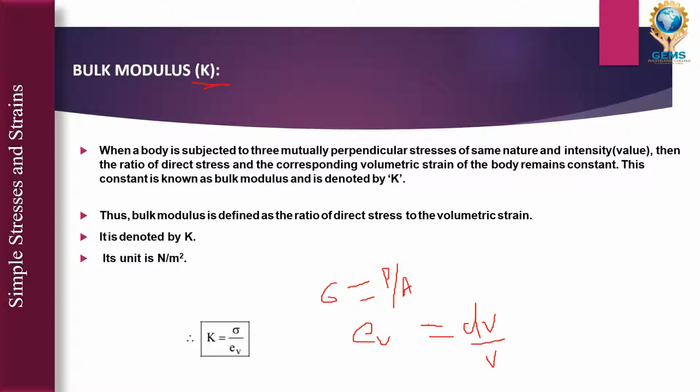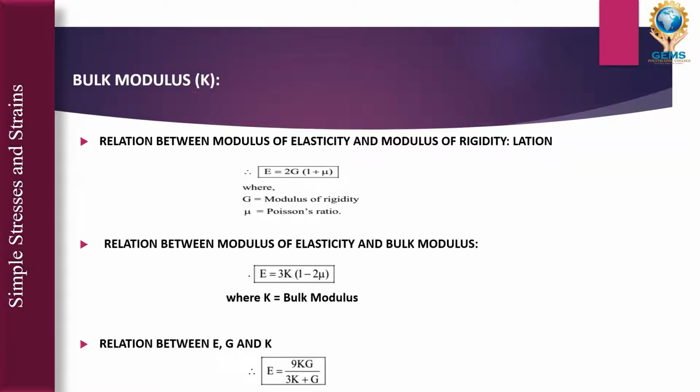Once again I will repeat the main point. Actually, bulk modulus is the ratio of direct stress to the volumetric strain, and it is denoted by K is equal to sigma divided by EB. EB is volumetric strain. Volumetric strain means change in volume divided by original volume, and its unit is Newton per meter square. Now we will see our next slide.